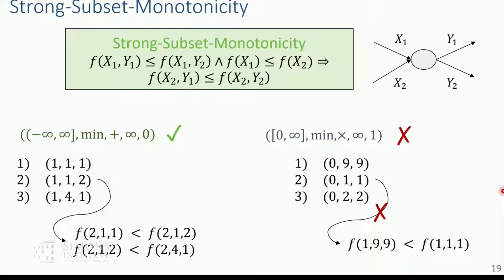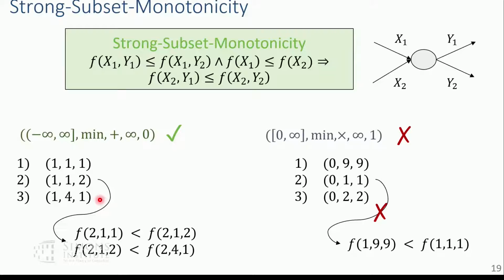But let me show you an example so that you get the gist of it. On the left, we have the tropical semiring. And for this semiring, this has the strong subset monotonicity property. The way to think about this is that we have an observer that is looking at the output of a ranked enumeration algorithm, and it's trying to infer more things about it. For example, let's suppose that we get these three things in the output in this order, like 1, 1, 1, 1, 1, 2, 1, 4, 1.